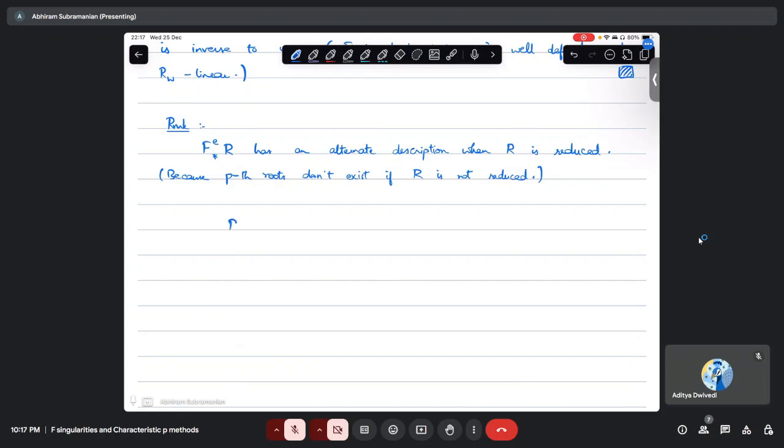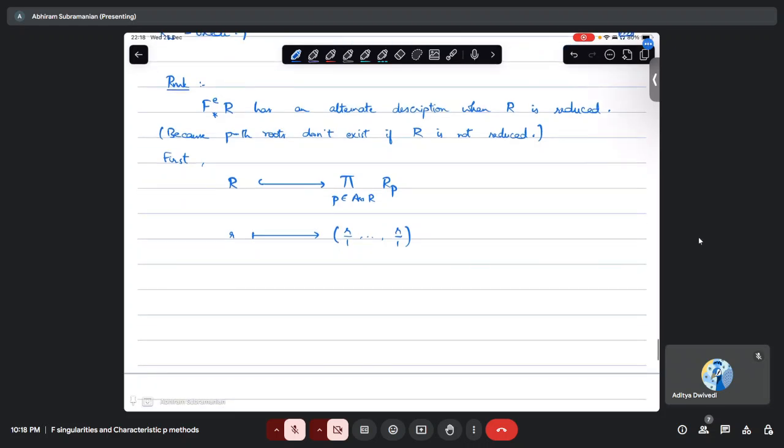So how? First, R sits inside the product of R localized at P, over P an associated prime of R. This is a very natural statement. That is because these are all the associated primes, and any element must be non-zero in at least one of the R_P. And if R is reduced, the associated primes of R are the minimal primes of R.